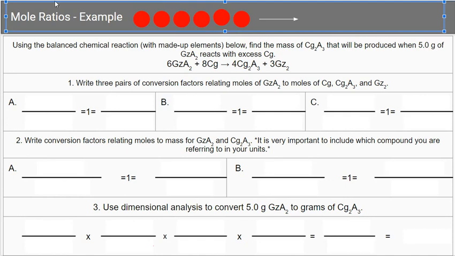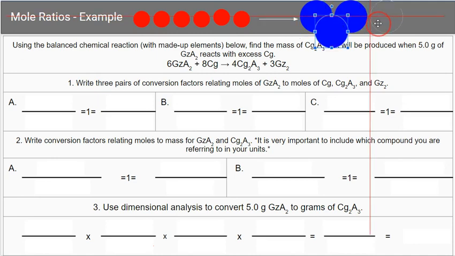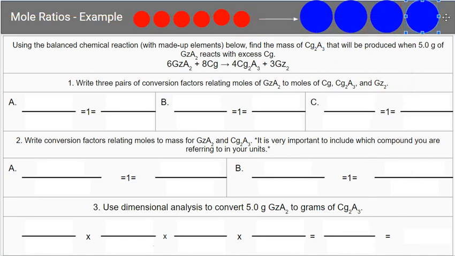Each element has its own separate molar mass. So maybe when I draw these moles, I need to make them larger to represent that. Let me make them another color. I'm showing that they're more massive, but I'm still going to have 4 moles, so I'm going to make 4 of these. Even though we know the relationship is 6 moles to 4 moles, based on the reaction, we're saying 6 GZA2, these red ones here, and 4 CG2A3, these right here.